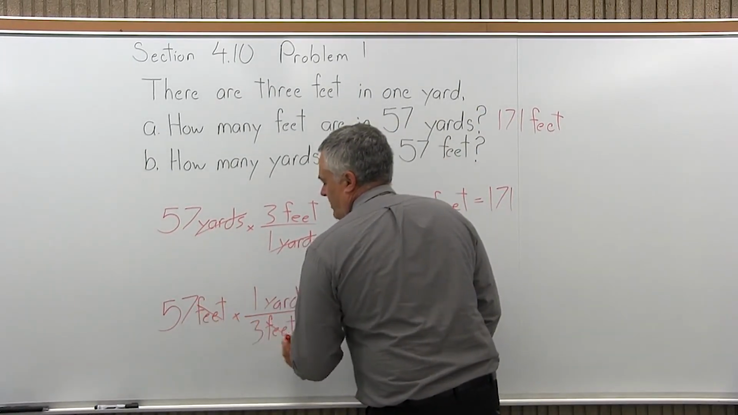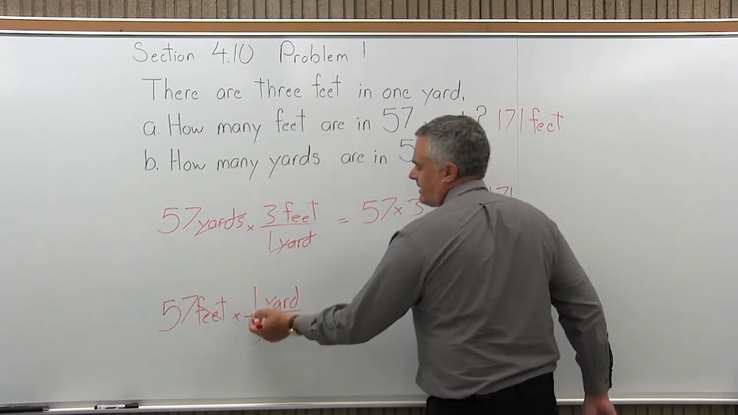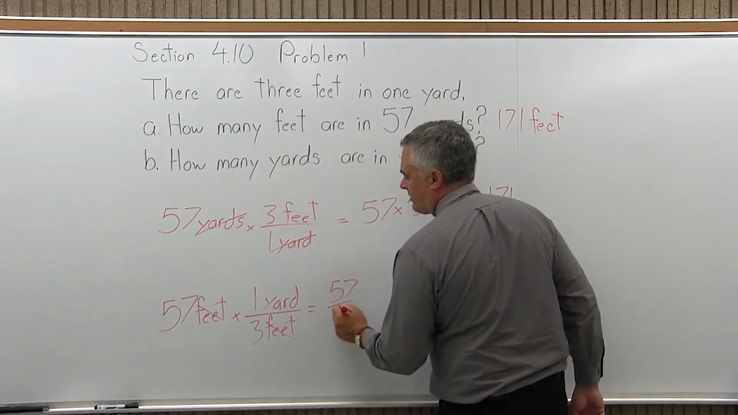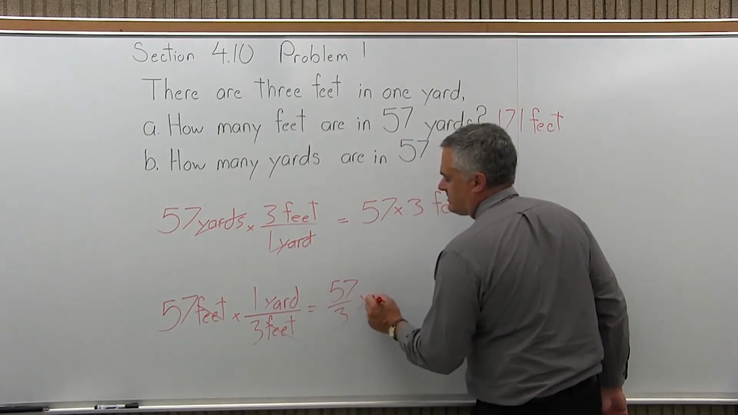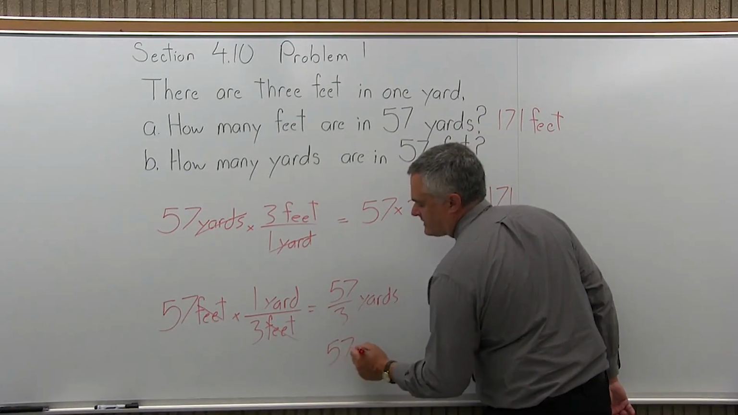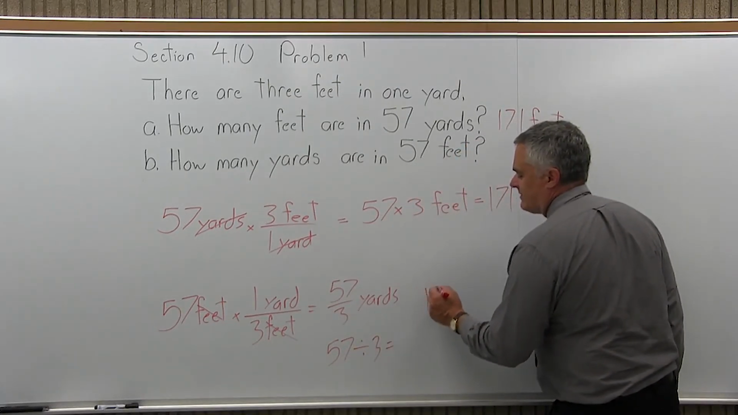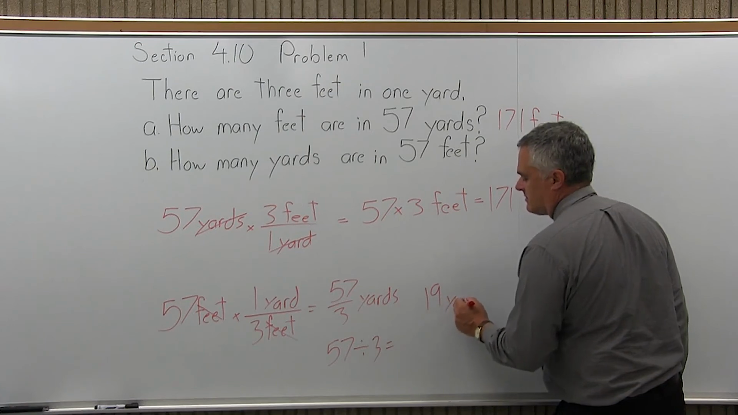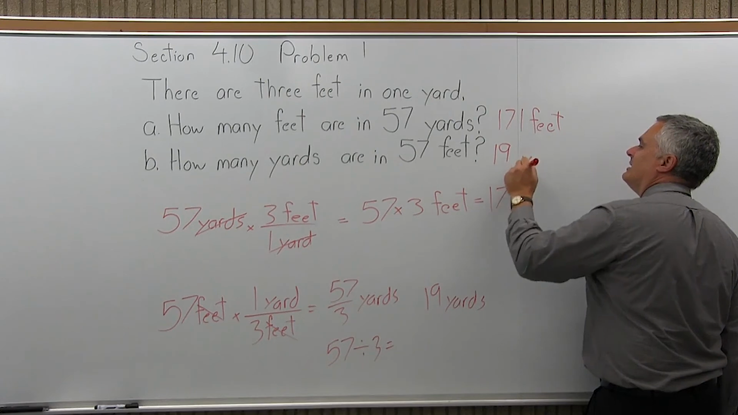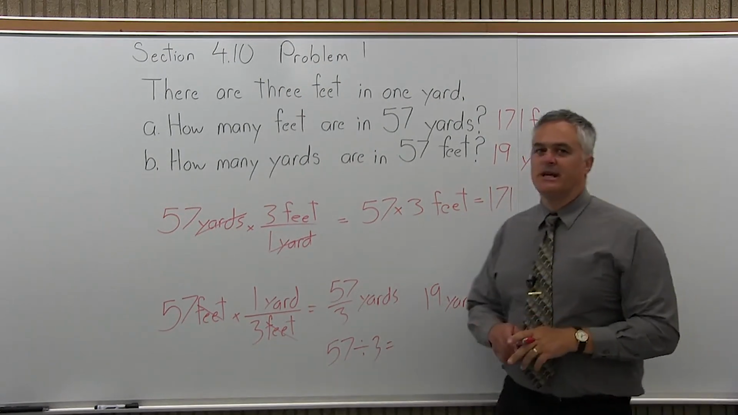So feet on the top, feet on the bottom, they'll cancel. The 57 times 1, we don't have to worry about. It's to divide by 3. What I have is 57 over 3, and that'll be in yards. So if you have a calculator, 57 divided by 3 equals, and it comes out to 19 if you do that division. So the answer for part B is 19 yards. 57 feet is equal to 19 yards.